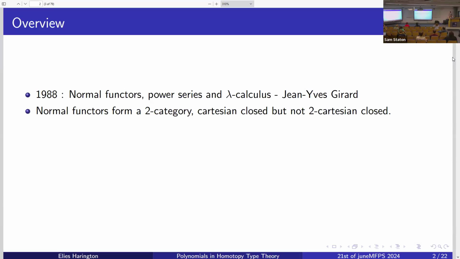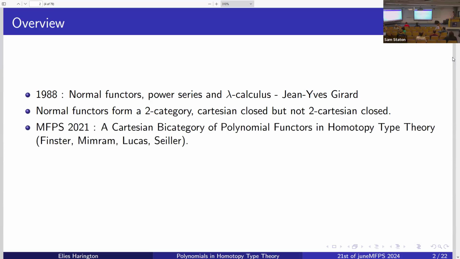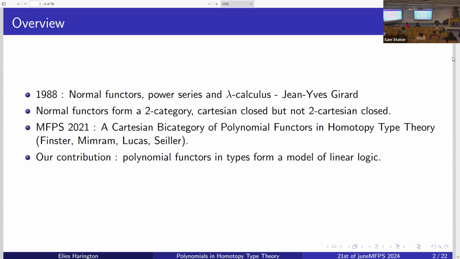So normal functors are nowadays known more as a special case of the notion of polynomial functor. And 3 years ago here at MFPS, my advisor Samuel Mimram talked about a Cartesian bicategory of polynomial functors in homotopy type theory, which is a generalization of normal functors in homotopy type theory to get actual bi-Cartesian closure, Cartesian closure in the sense of bicategories. What I'm going to talk about today is a bit about that and how this fits into the big picture of a model of linear logic.